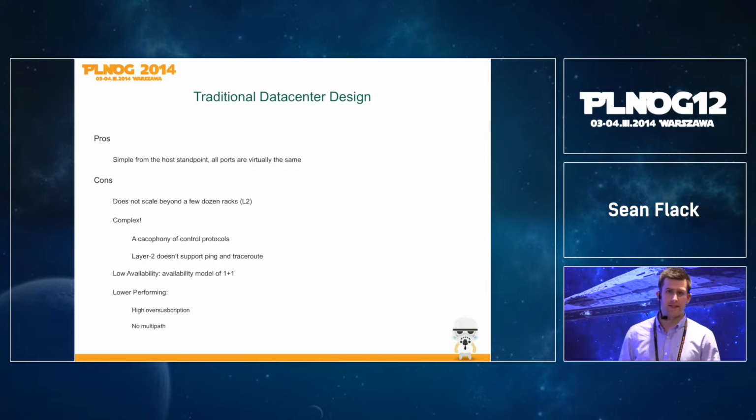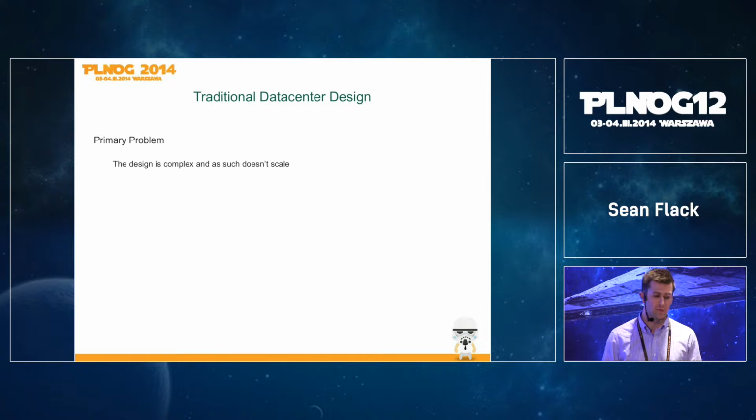Another issue is low availability. Spanning tree tends to work on 2 upstream nodes. So you have one of them that's able to forward traffic, one of them is blocking. Essentially, with spanning tree, we're trying to block loops in the network. It's all well and good removing the loops, but now we've got half of the bandwidth available. And also lower performing. We've already gone over the issue with high oversubscription, and no multipathing as such. Now, the primary problem is that it's complex and doesn't scale. It's very stable, but it just doesn't get any bigger.